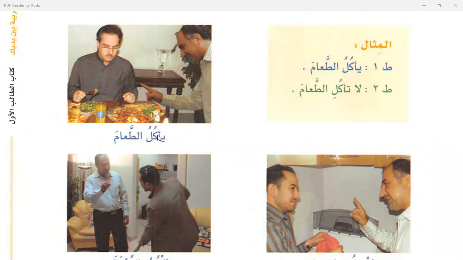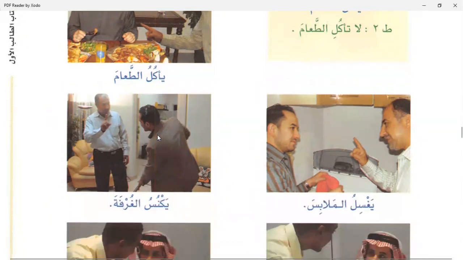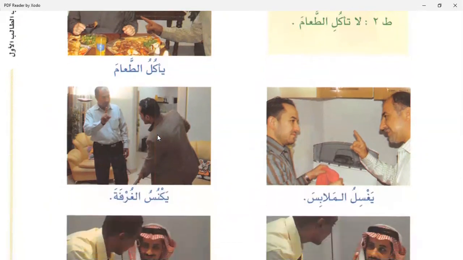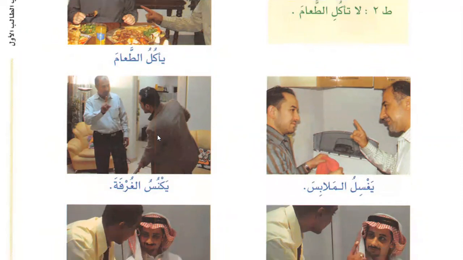Continue the example. La ta'kul ta'am. Next. يغسل الملابس. لا يغسل الملابس. Ya is used for third person. You need to order the second person. لا تغسل الملابس.